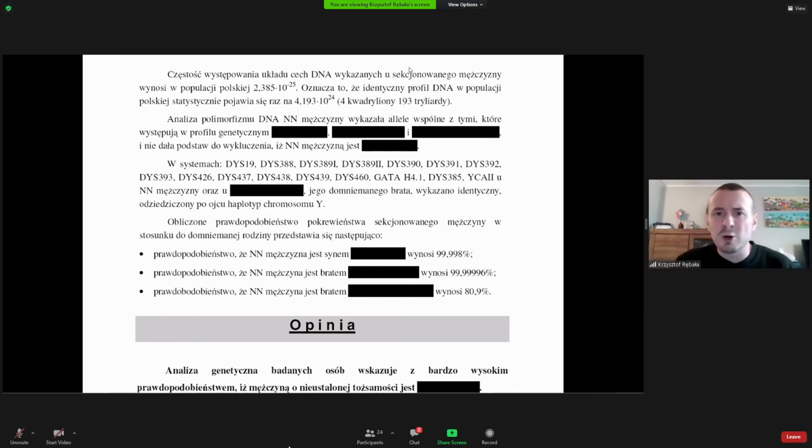Moreover, I also computed the frequency of this profile in Poland, and it is found once per 4 quadrillion people. I don't know the English name, but in Polish and Spanish it is quadrillion. I think in English it will be septillion, I guess, but I'm not sure. Generally, 10 to the power of 24. So you can see how rare this profile is in Poland.